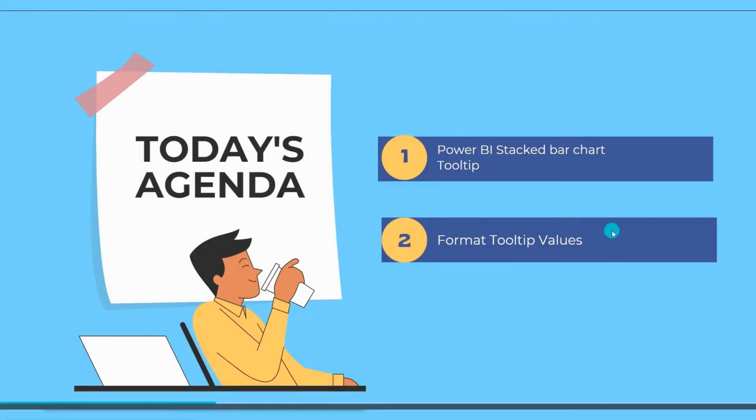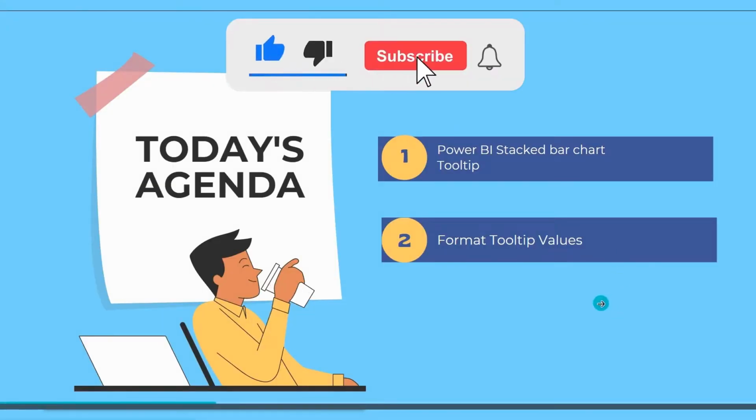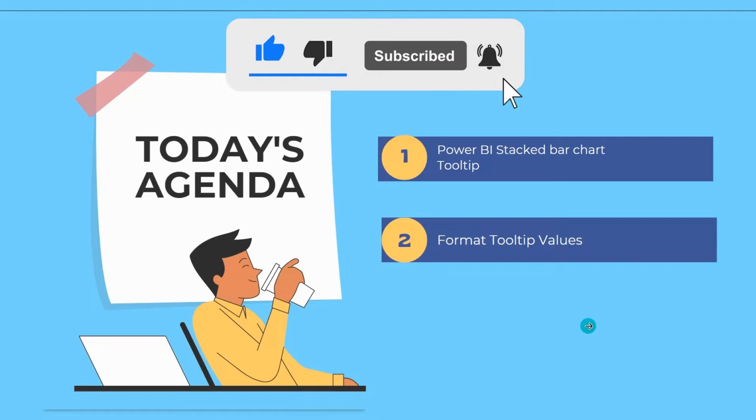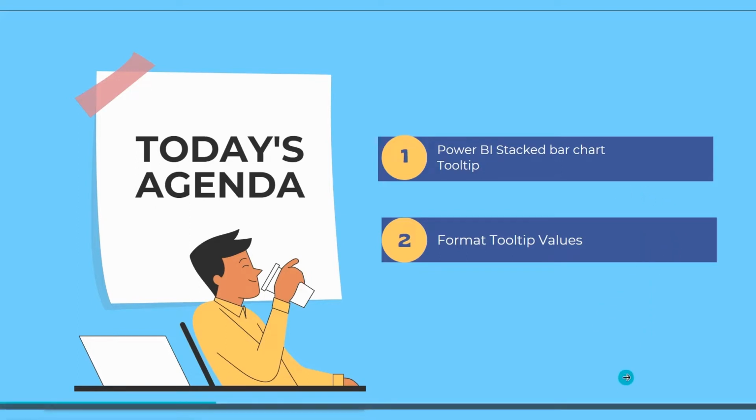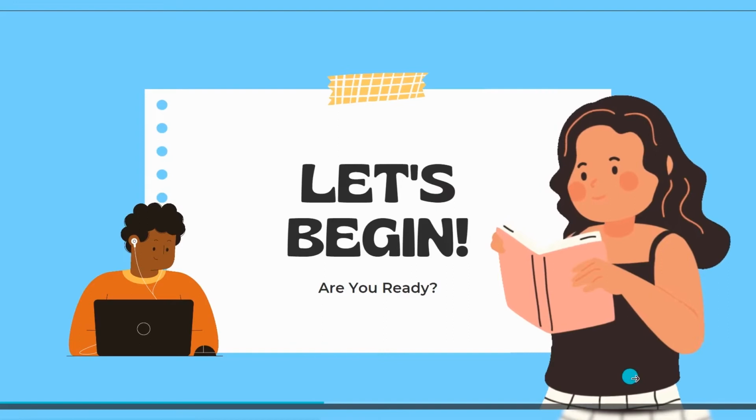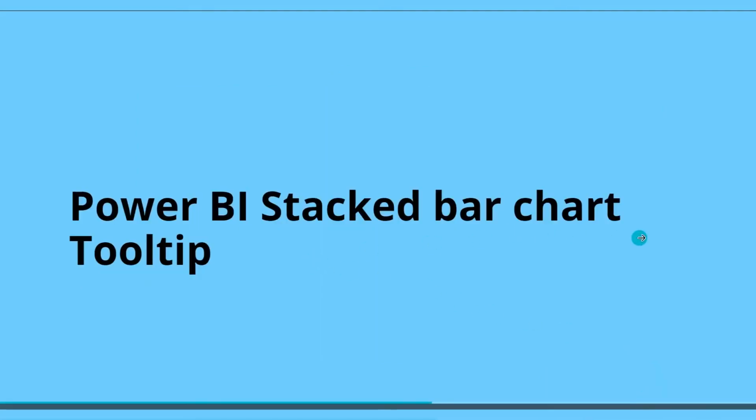These are the different headings that we are going to cover in this video. First we will see what is a tooltip, and then we will see how we can add and customize the tooltip values in the Power BI stack bar chart visual in a Power BI report. So let's begin. What is a tooltip in the Power BI stack bar chart?